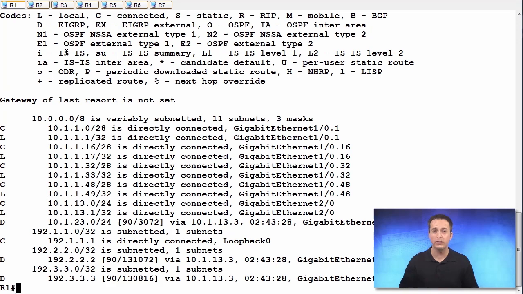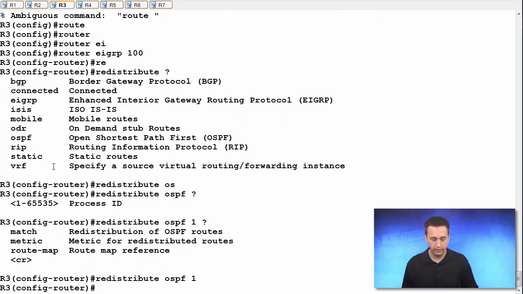Do you remember the default seed metric for EIGRP? It's infinity. So since it's infinity, although redistribution is on, and we are redistributing, all the routes are unreachable. It's infinity. So since they're unreachable, we're not going to redistribute them. We have to specify a metric.